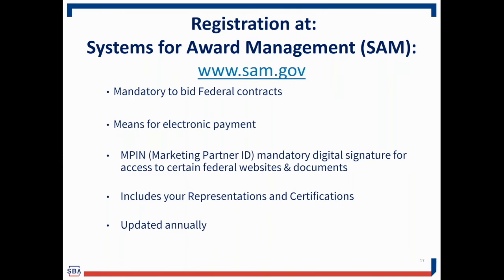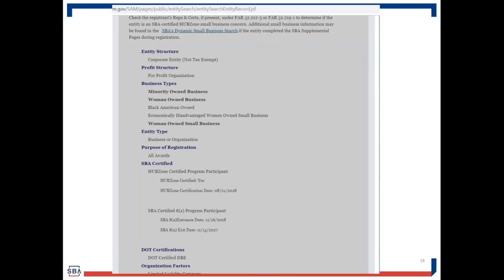I already mentioned SAM, so we won't cover that. Just remember that once you're certified, once you know what categories apply to you, even just to do business with the government, you need to get registered in the SAM site. And I included a screenshot for those of you that maybe aren't used to SAM. I screenshotted a business where you can see where the certifications show up.